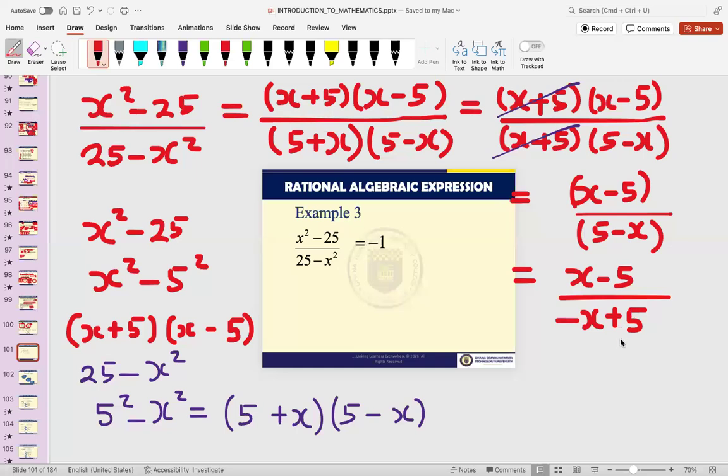I wish I could cancel them, but the sign here is not the same as the sign here. So the question is, what can I do for this negative sign to live here? This is what I can do. I'll still repeat the x minus 5.